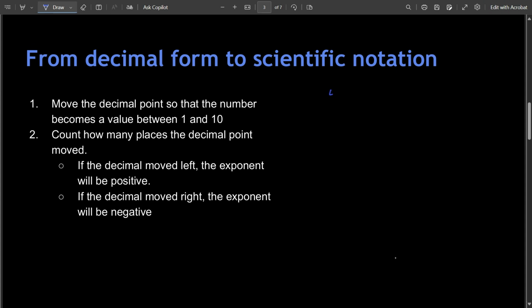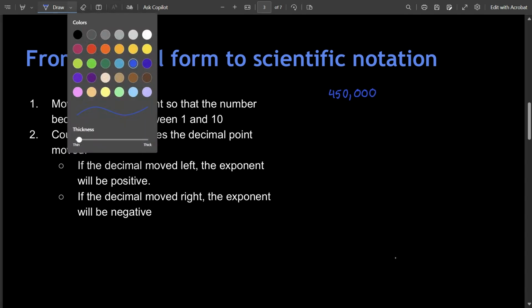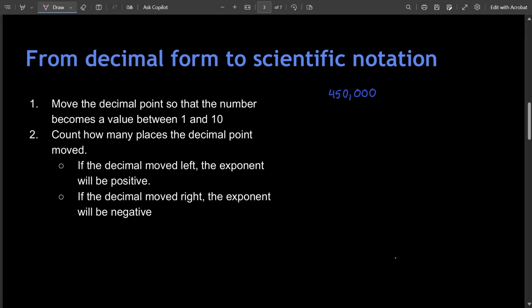We have the number 450,000, and we need to convert it into scientific notation. Where do we start? Well, we start off with our decimal point here, and we need to move it so the number becomes a value between 1 and 10. So we move it like this: 1, 2, 3, 4, 5. So we moved it 5 steps, and our new value is 4.5, so that's between 1 and 10. And we can also see that we moved the decimal point to the left, and this means the exponent is going to be positive. So let's rewrite it as 4.5 times 10 to the power of positive 5.